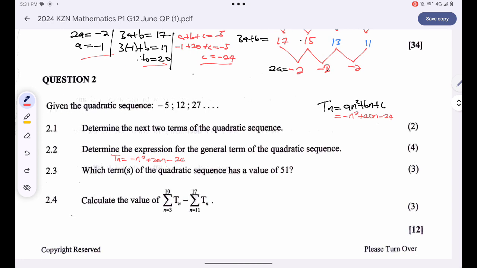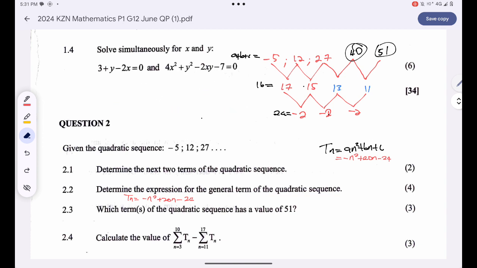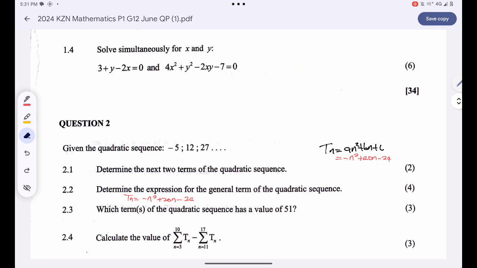Okay, and then all I have to do now, I'm being asked which terms of the quadratic sequence have the value of 51. Already we know that the fifth term, 1, 2, 3, 4, 5, the fifth term is equal to 51, right? So whenever, guys, I'm solving, I'm expecting to find one of the values of n to be equal to 5. Okay, let's just do so. The nth term is 51.